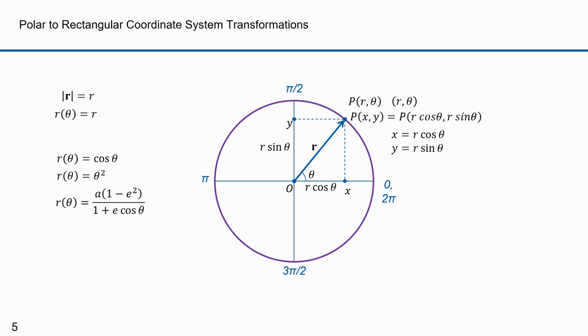This formula is of special interest to us. It says r of theta equals a times 1 minus e squared over 1 plus e cosine theta. E in this case is the eccentricity, A is the semi-major axis. Theta runs from 0 to 2 pi radians. 2 pi radians equates to 360 degrees. It's one rotation around the circle.